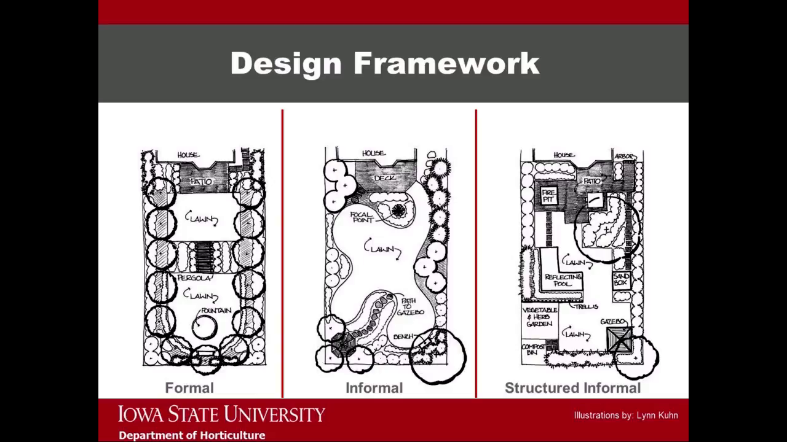Informal designs tend to have asymmetrical balance. In this case, if the landscape were divided in half, there wouldn't be a mirror image on either side of the axis, but there would be a similar amount of visual weight on either side of the axis. I will talk more about this in the section on balance in just a few slides. Structured informal is a combination of both frameworks and tends to take on many different looks.